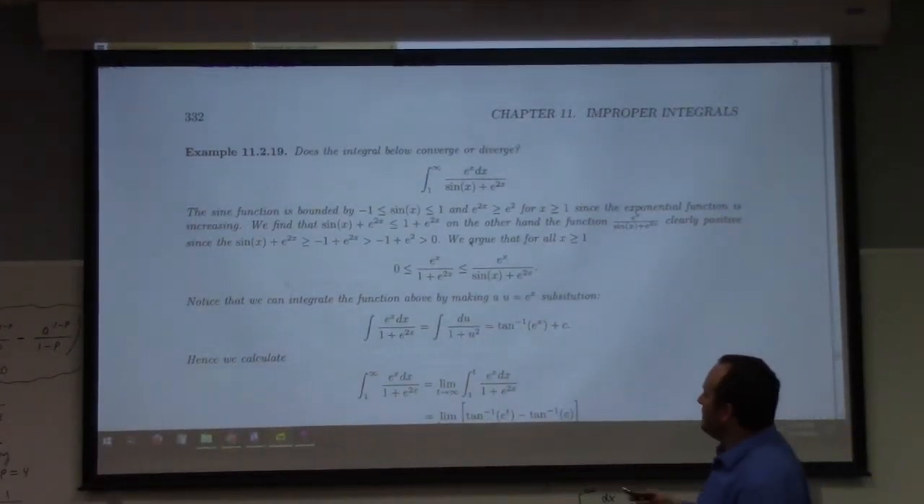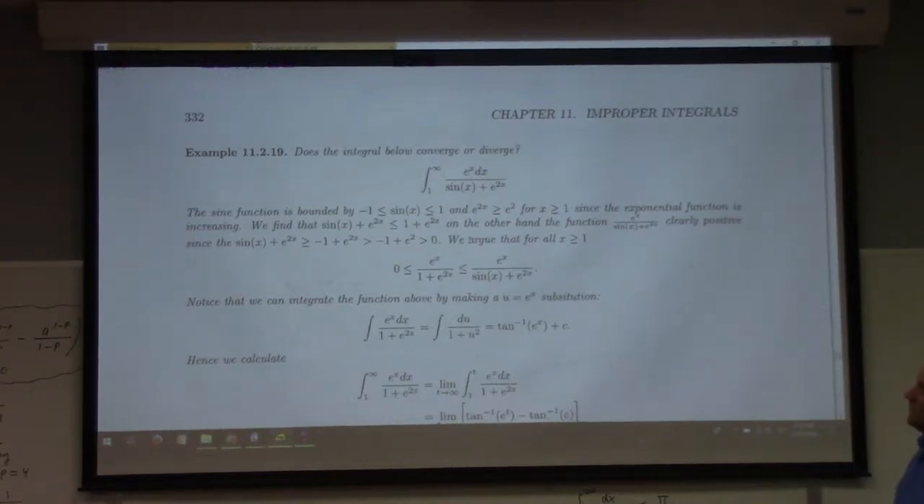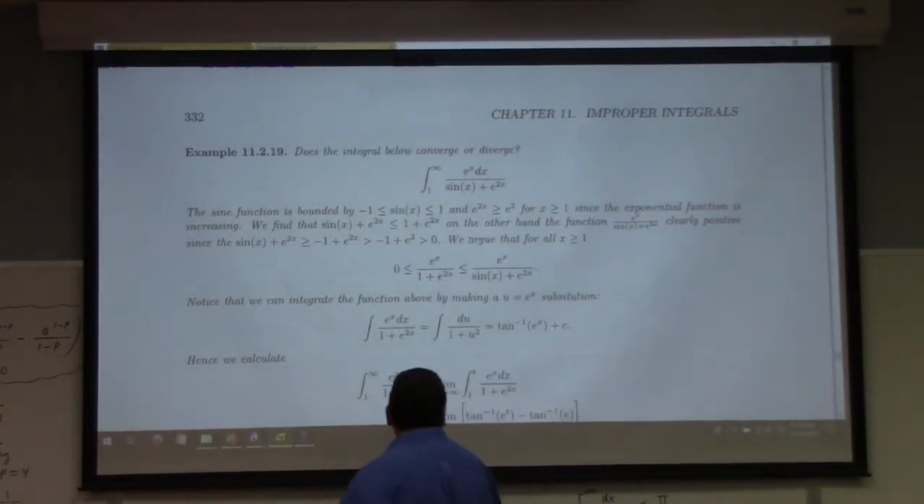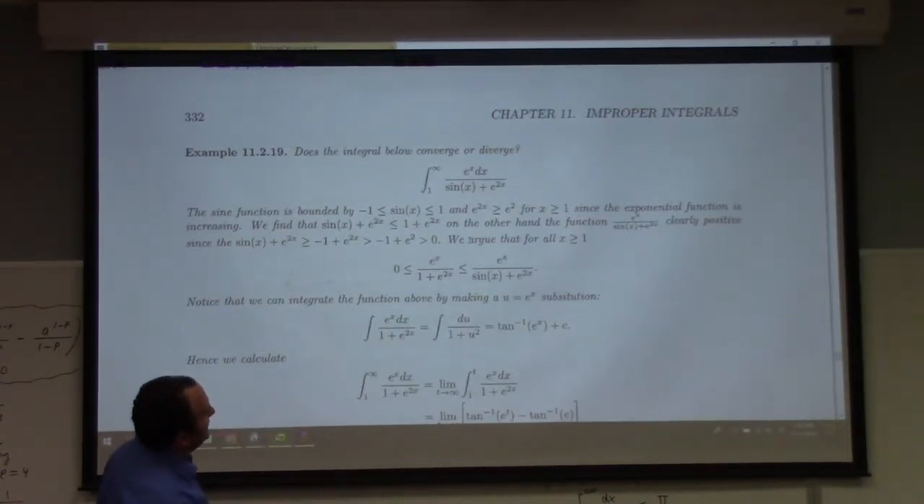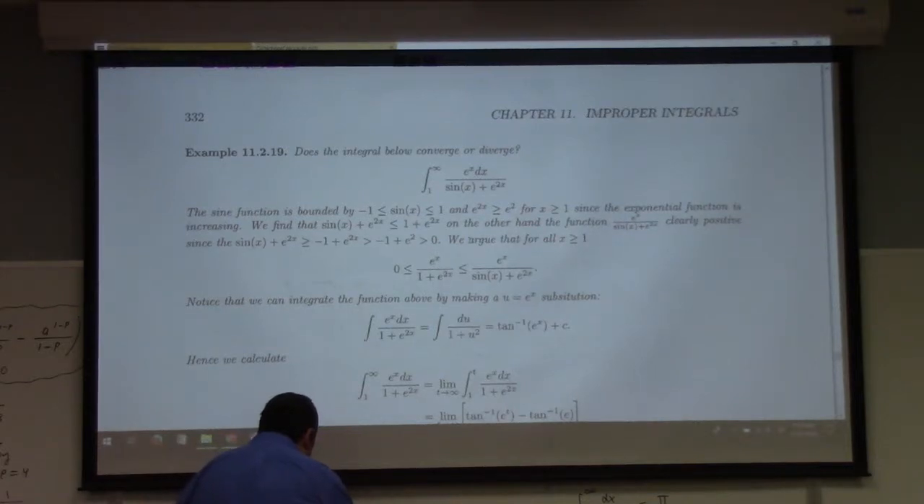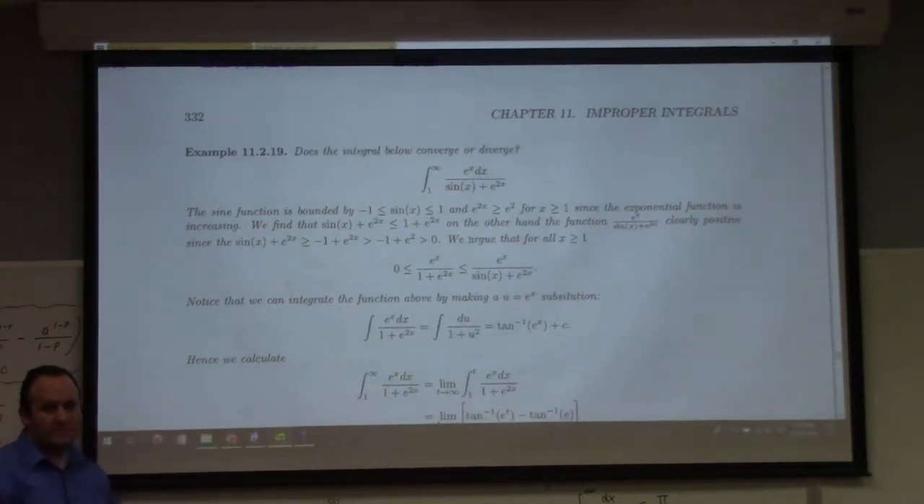So suppose we're looking at the integral from 1 to infinity of e to the x dx over sine x plus e to the 2x, right? My intuition here is that this is going to converge. The reason that I think this is going to converge is because to me that looks almost like an integral of e to the minus x from 1 to infinity. And I happen to know that that converges to 1, or something, anyway, it converges. That integral is a convergent integral. So the sine is kind of just noise. We want to get rid of it by comparison.